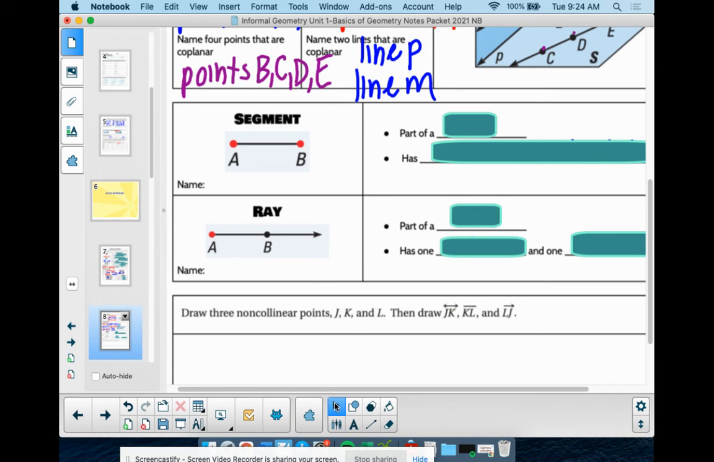Okay, so our next thing is a segment, and it's just part of a line. So remember when I said a line goes on for forever and ever, and we can't measure it? We can actually measure a segment because it starts and then it stops. And that's because it has 2 endpoints. So we could actually measure this if we wanted to.